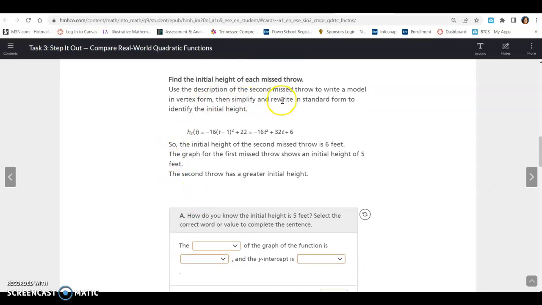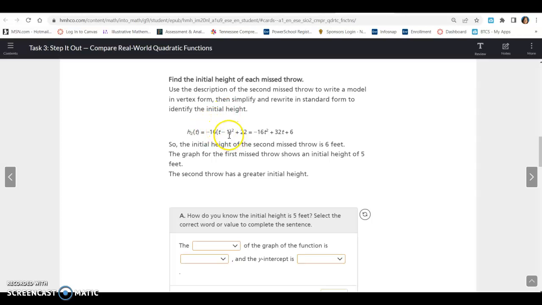Using the description of the second missed throw, write a model in vertex form, then simplify and rewrite in standard form to identify the initial height. All right, so this shows you why it's important to be able to go back and forth between different forms. Vertex form, standard form, and intercept form are all good forms, but they're all used for different things.